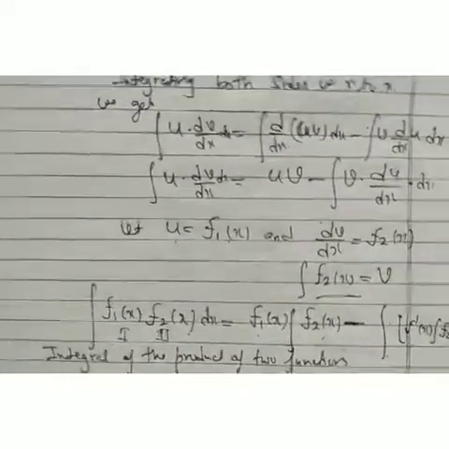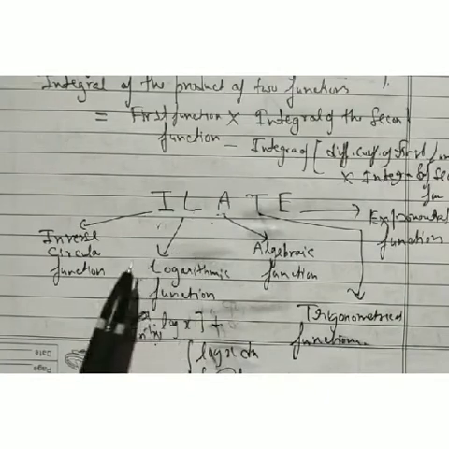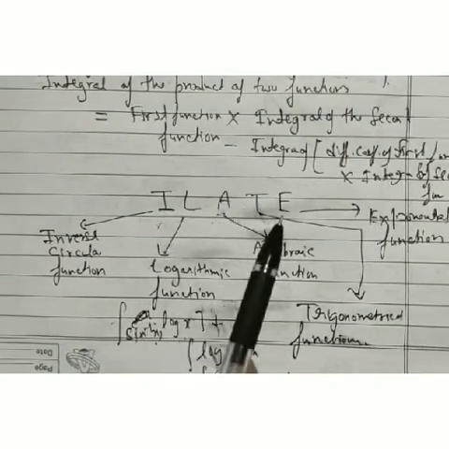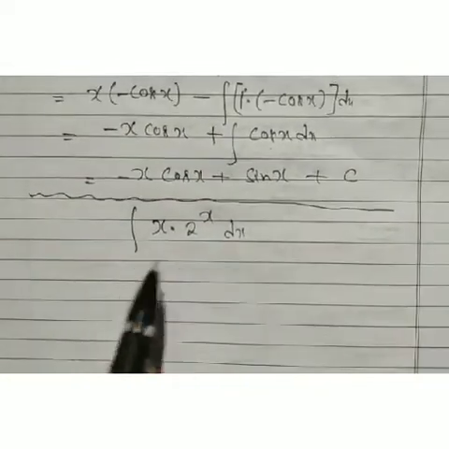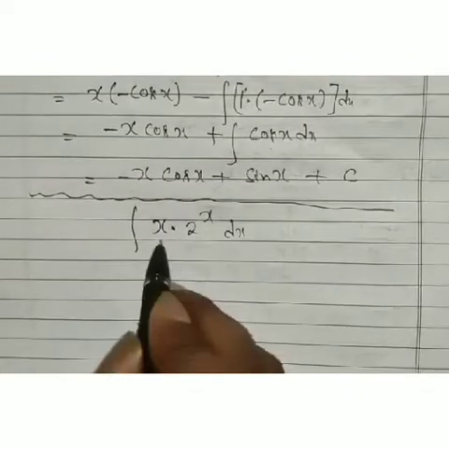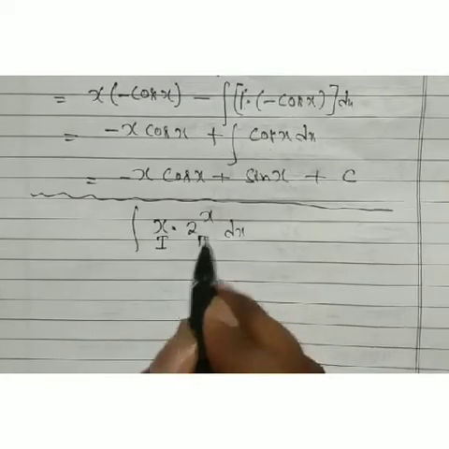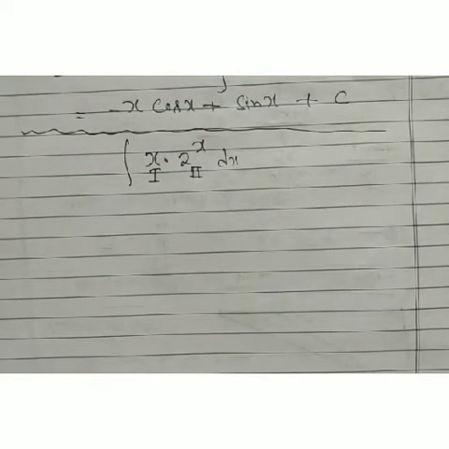We have used the ILATE form. What we have used is inverse, logarithmic, algebraic, trigonometric, and lastly exponential function. Here our exponential function comes last. So we take x as the first function and 2 to the power x as the second function. Now we are going to use integration by parts.